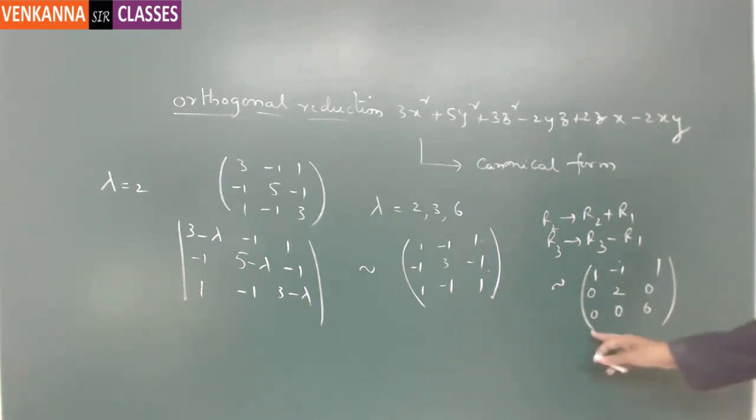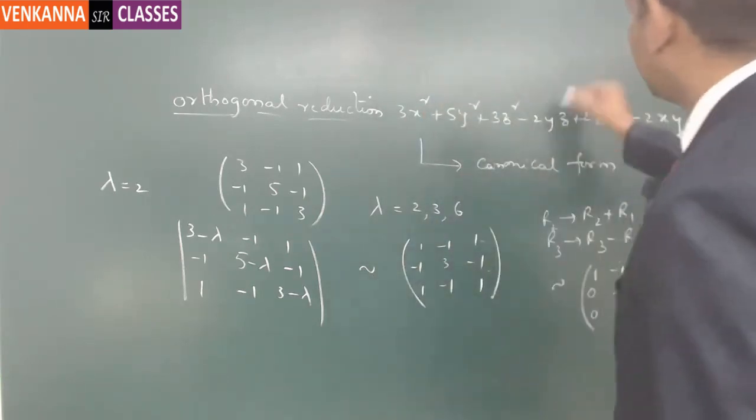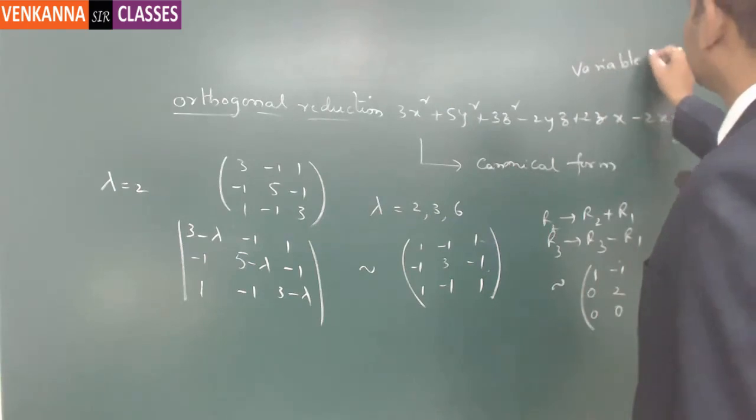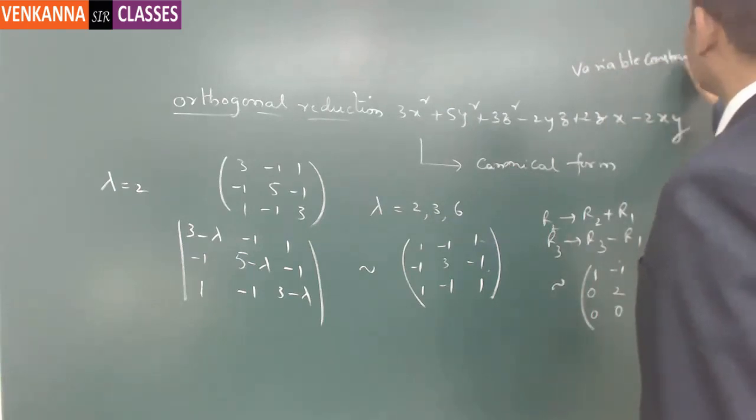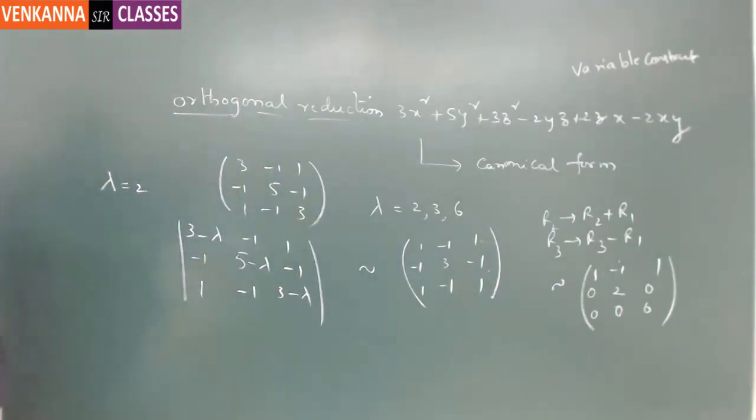From this, the rank of the matrix is 2, and you are going to determine the values. Here, among the three variables, you take one variable as a constant. So how are we going to take the constant here? Any guesses?